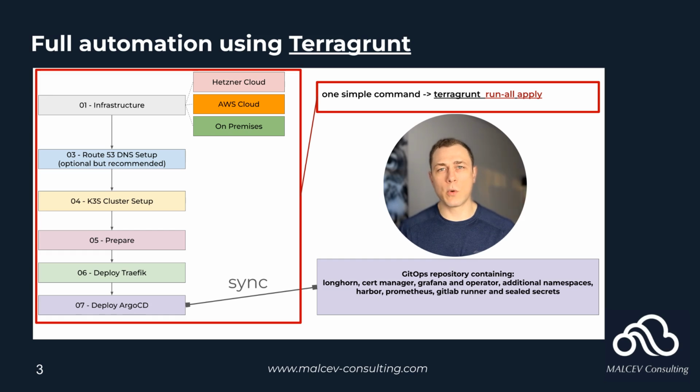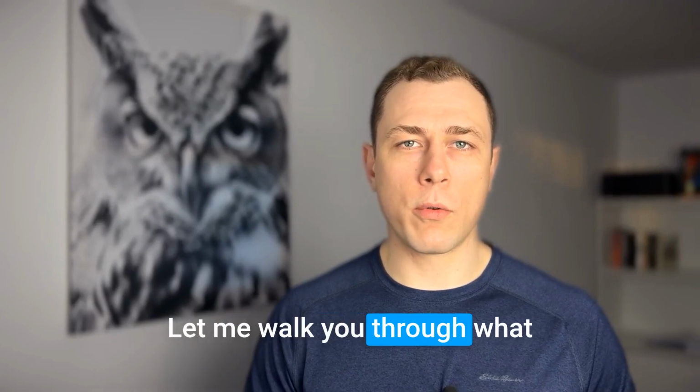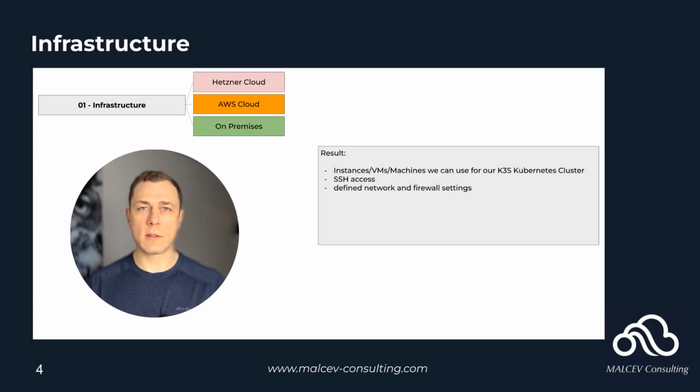Now let's take a closer look at how the automation works, all powered by Terragrunt. As you can see on the screen, I've broken the process into several clear steps. And the best part is you can execute everything with just one simple command: terragrunt run-all apply. Let me walk you through what happens behind the scenes. The infrastructure step. This is the step where the infrastructure is provisioned. It works across different environments, whether Hetzner or AWS Cloud. For on-premises setups, we can define the infrastructure we have provisioned before.